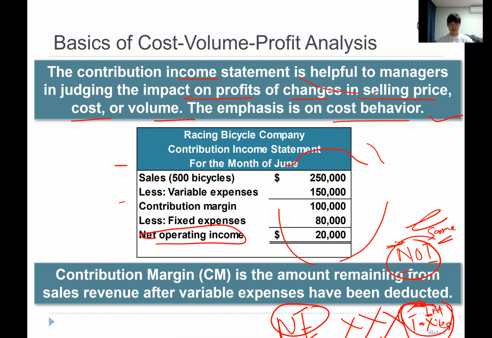So what is contribution margin? Contribution margin is the amount remaining from sales minus variable cost, right? So sales minus variable cost is contribution margin, right?